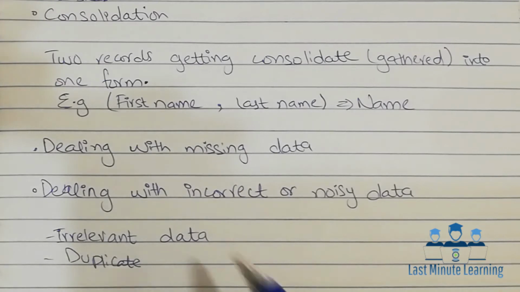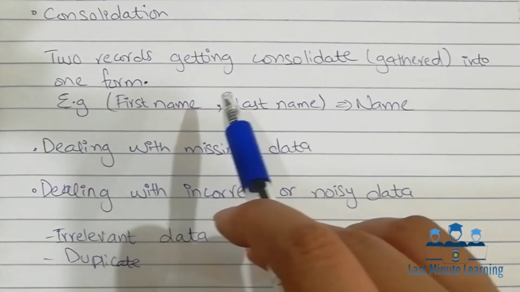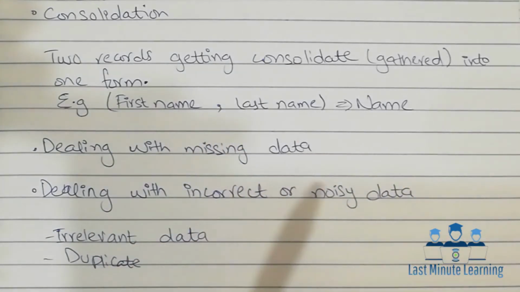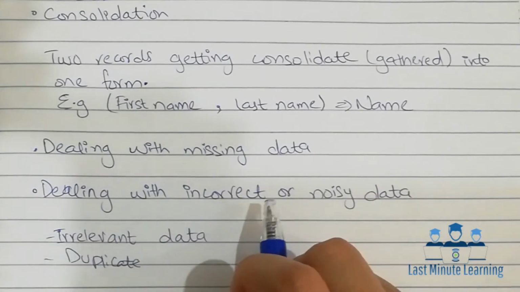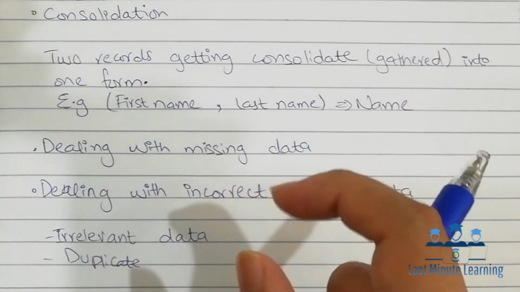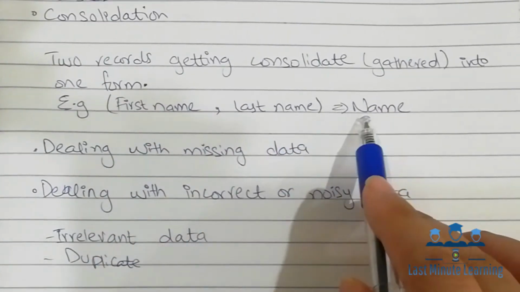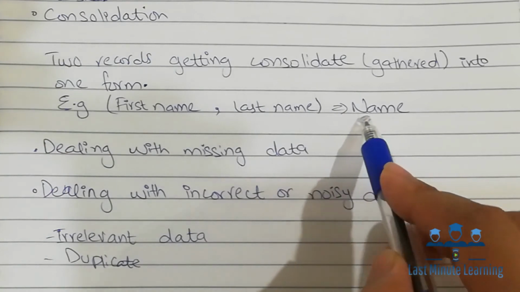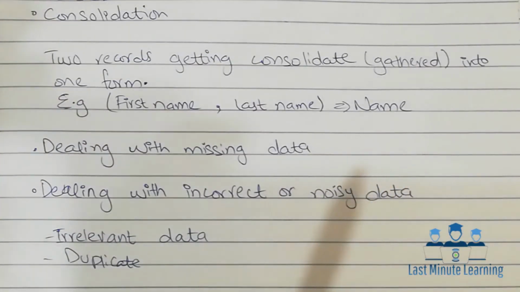Now, the next point is consolidation. What is consolidation? Like we are recording two records, and for example, we have first name and last name of any person. We can consolidate it and make it into a single form. We can assign it a variable, like these two can be assigned to a single variable which is name. This is the process of consolidation.